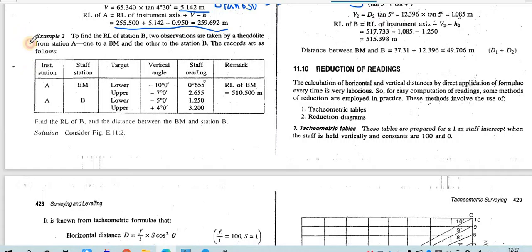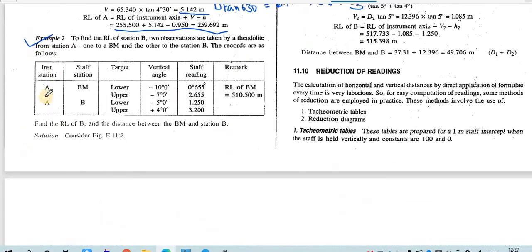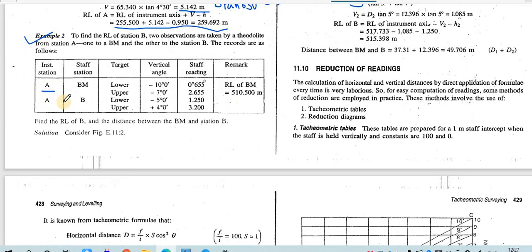Then we will do the last numerical related to this, and after that we will end this topic. To find the reduced level of station B, two observations are taken by a theodolite from a station A, one to a benchmark and the other to station B. The records are as follows. Two readings have been taken, one on a benchmark and one at a point B. These are the lower and upper hair readings, these are the angles, these are the staff readings, and these are the RL of the benchmark.